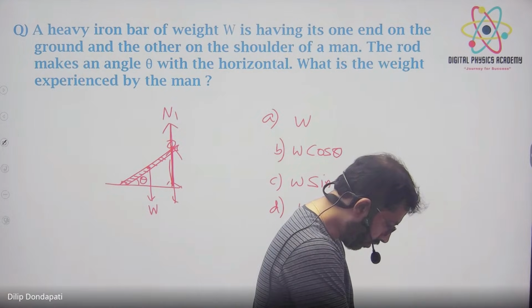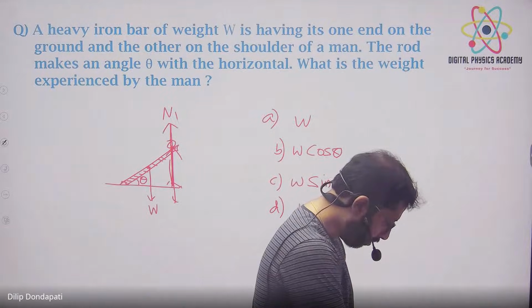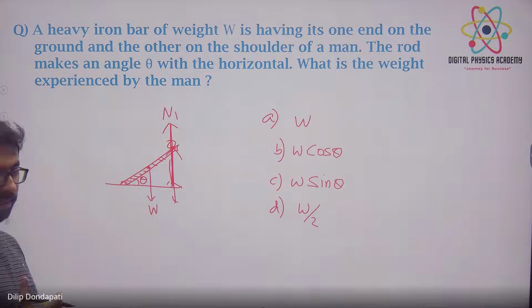Oh, it'll be W. So won't it be sin W sin theta? One end, one other end, shoulders. The bar is like weight experienced by the person. So won't it be W sin theta?